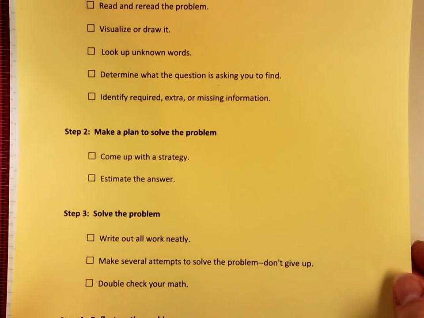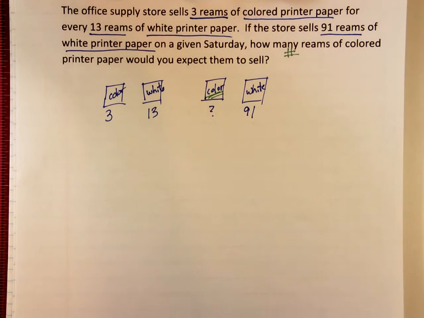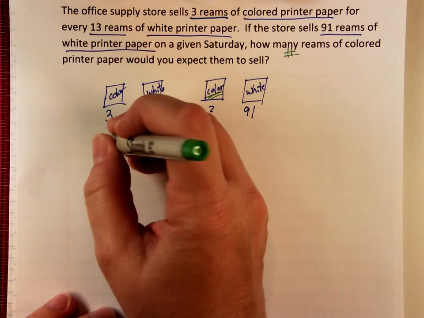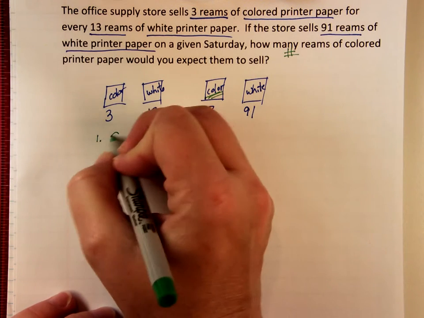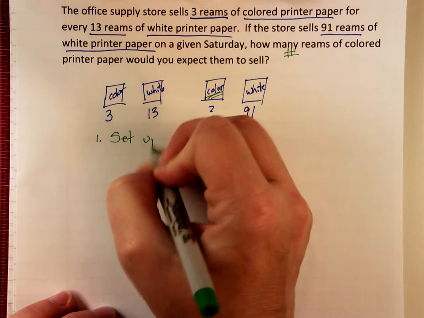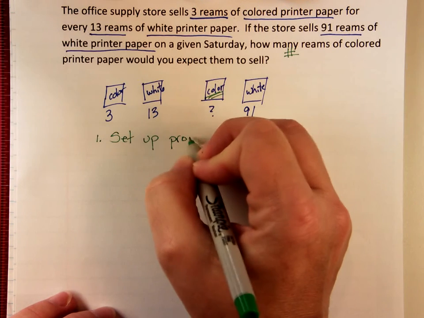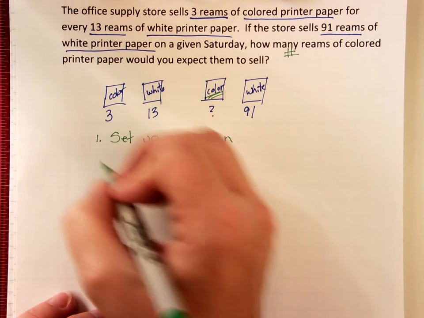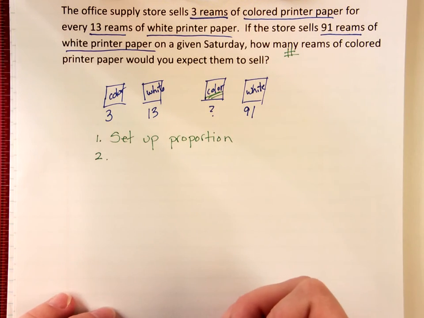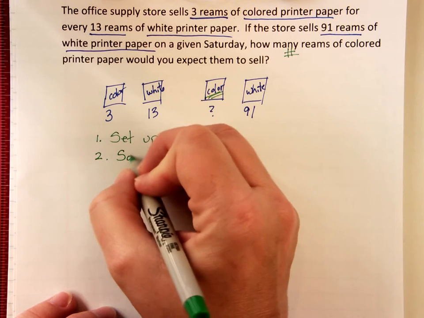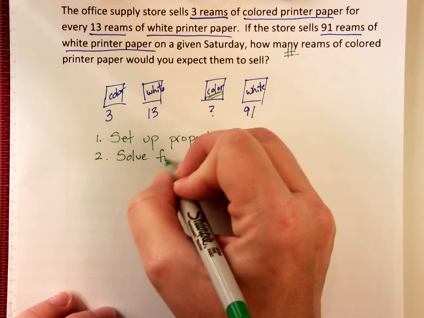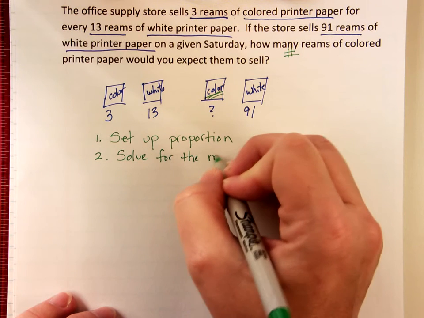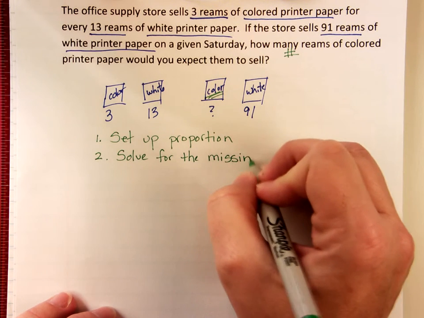Step 2, make a plan to solve the problem. Come up with a strategy and estimate the answer. Well, I know that we're working with proportions today. So my plan is going to be to set up a proportion. That's going to have 2 equal ratios. Step 2, I'm going to be solving for a number. Solve for the missing number. And that's it.